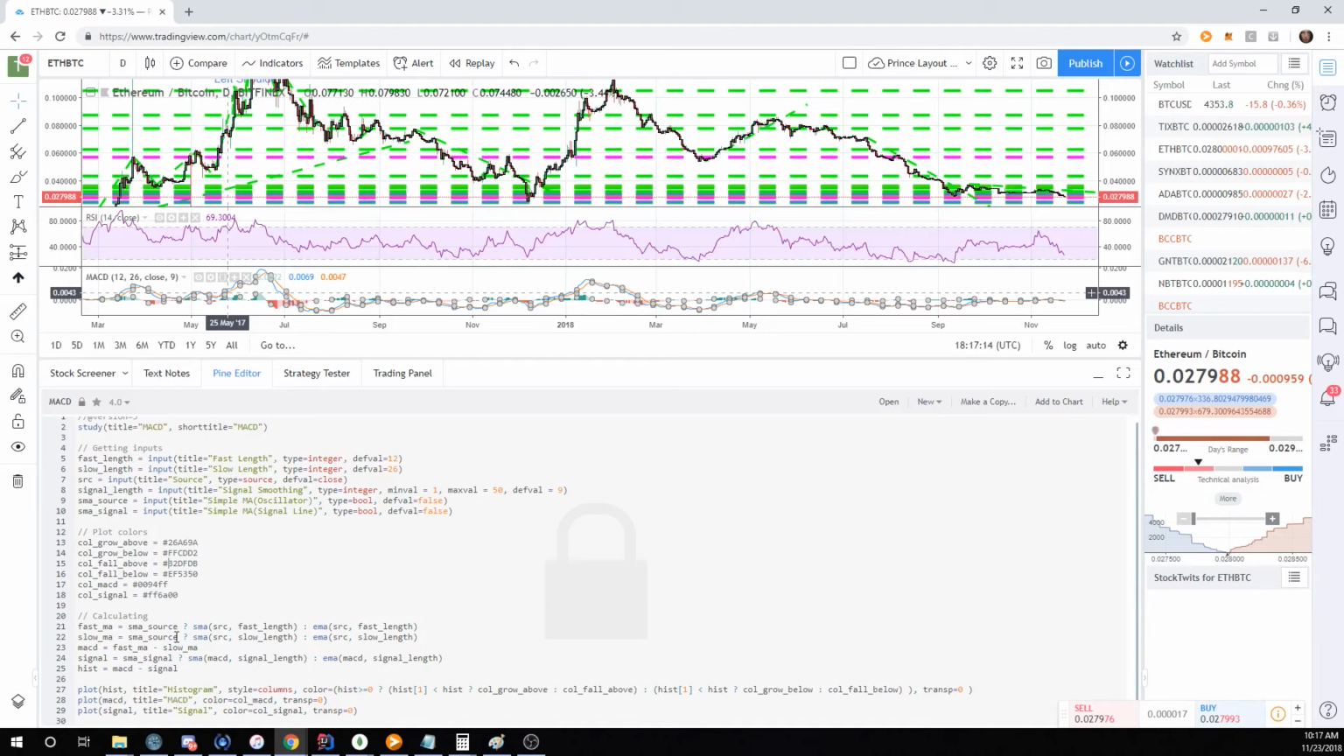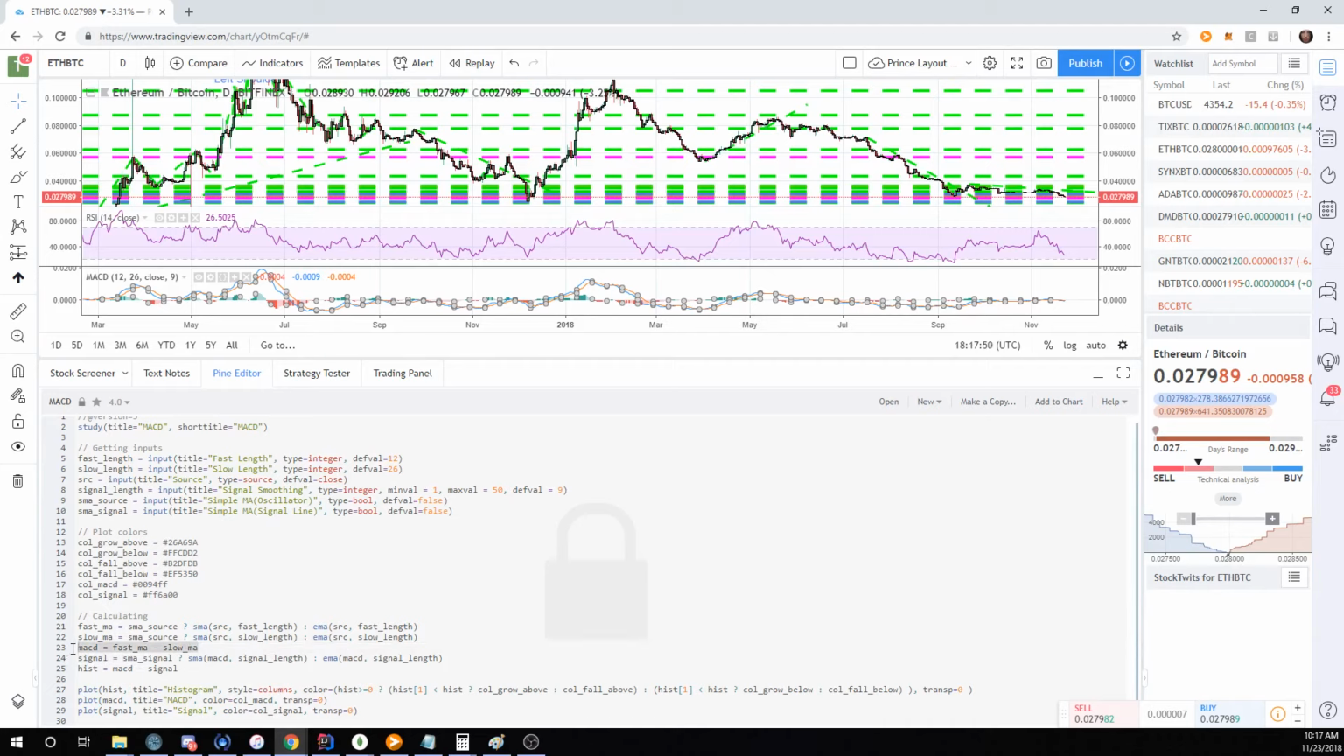These are the actual calculations. What we're going to do is take either the simple moving average or the exponentially weighted moving average of the fast length, depending upon whether we've clicked the button, right? If we put a false value, it's going to be one thing. If we put a true value, it's going to be another thing. Simple moving, exponentially weighted moving.